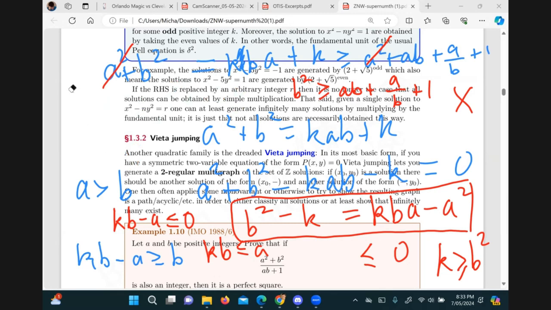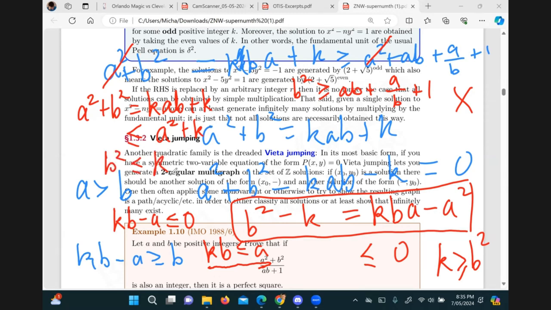Wait, if we had A squared plus B squared equals KAB, right? Plus K. Yeah. And we're saying KB is less than or equal to B squared. So this is less than or equal to KB is less than or equal to A, right? So this is A squared plus K. Oh, it's the same thing. B squared is less than or equal to K.